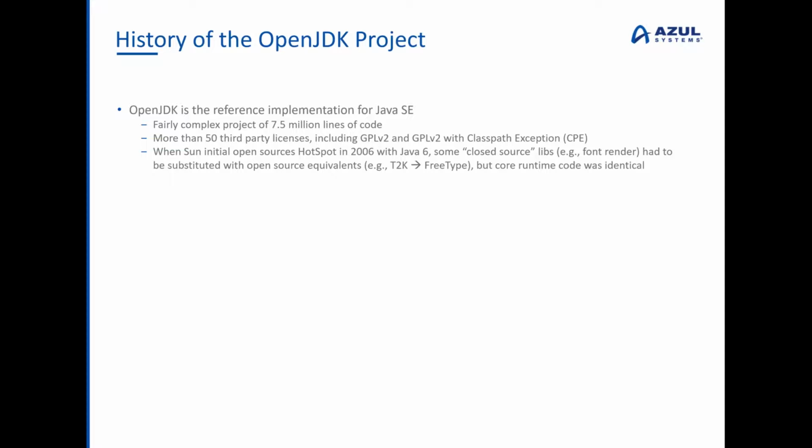Another important thing to point out: when Sun initially open sourced HotSpot back in 2006 with the release of Java 6, there were some closed source libraries, things like the font rendering engine, that had to be substituted from what was in HotSpot at that time with what was going to be in the OpenJDK source code base, because of the licensing associated with those third-party components. The good news is the core runtime between the HotSpot contribution and what was in OpenJDK is truly identical.